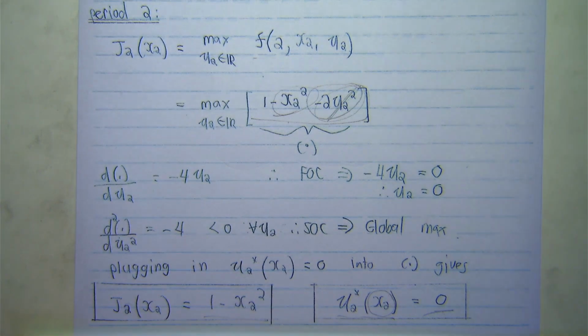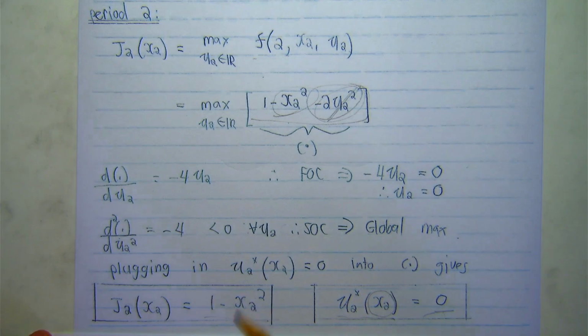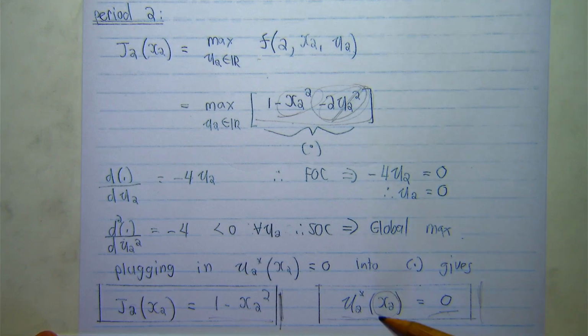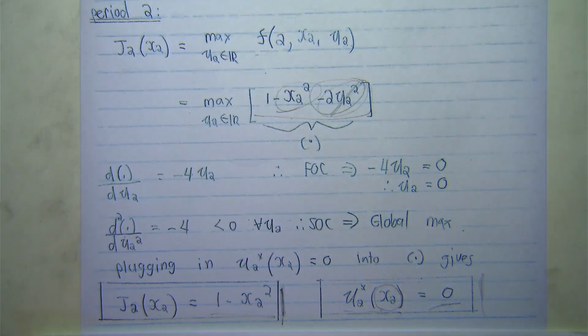So think of it like this. If you start the final period, your value from the final period onwards is just going to be equal to this optimally, and your best decision in response to x2 is to pick 0. So actually it doesn't depend how you start the final period, you just pick u2 equal to 0.